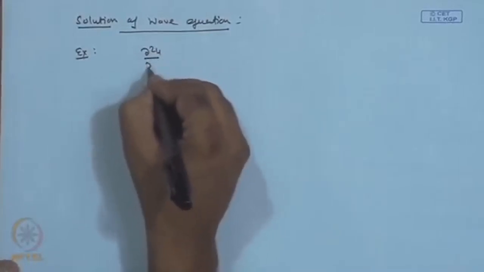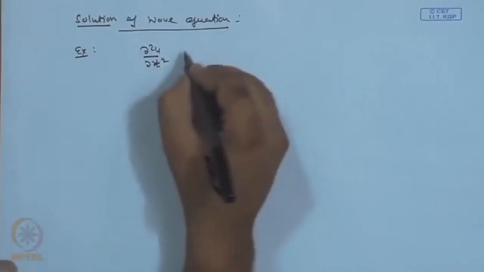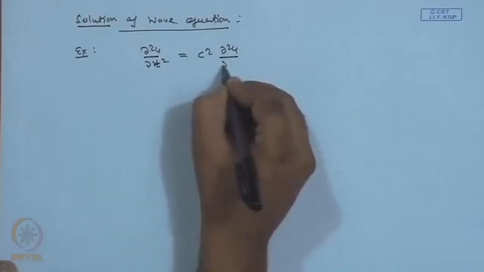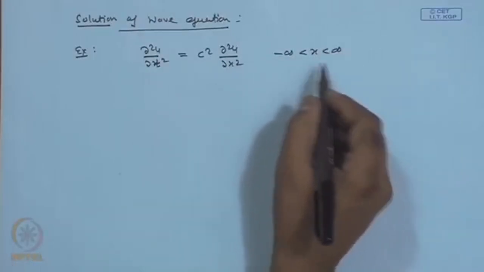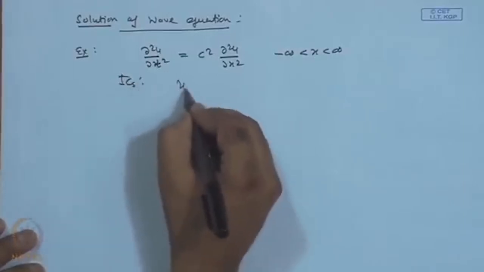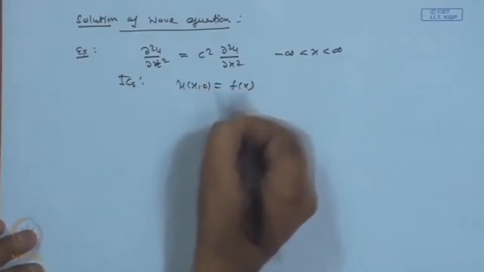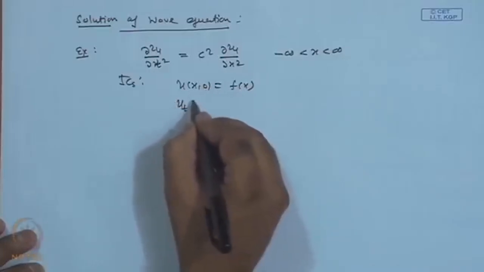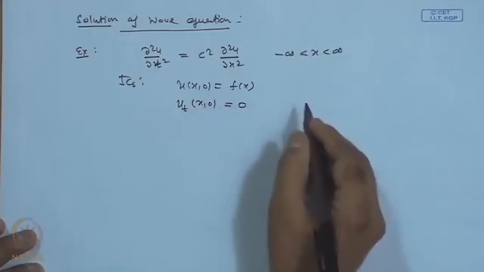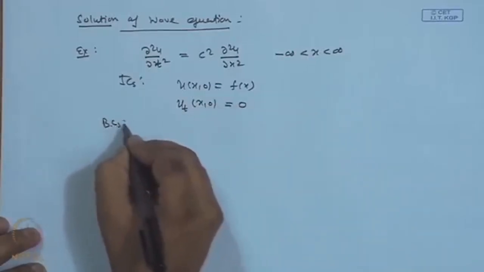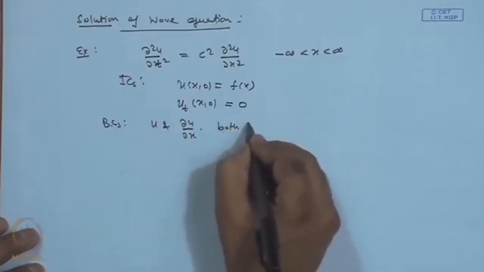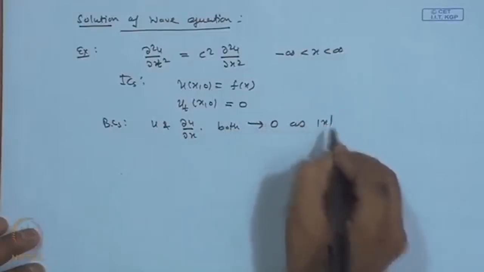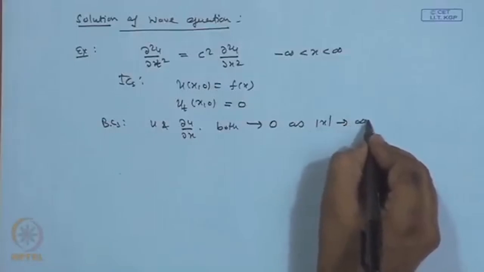So, we take this example: solve the wave equation ∂²u/∂t² = c² ∂²u/∂x², where x is given from minus infinity to plus infinity. The initial conditions are u(x,0) is f(x), and u_t(x,0) is 0, and we have boundary conditions that u and ∂u/∂x both go to 0 as the absolute value of x goes to infinity.